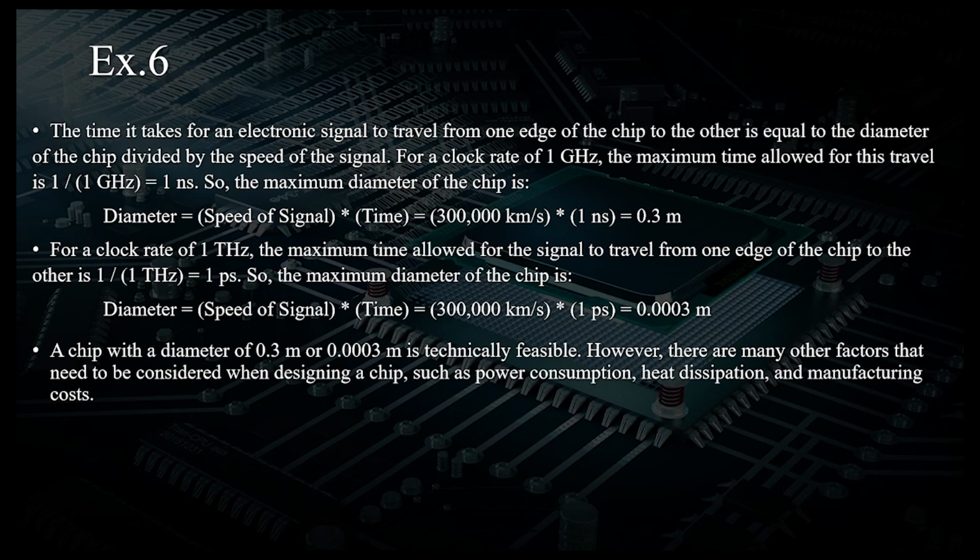0.3 meter, and following the same way, we have the result of the diameter in 1 picosecond, which is about 0.0003 meter. So a chip with a diameter of 0.3 meter or 0.0003 meter is technically feasible. However, there are many other factors that need to be considered when designing a chip, such as the power consumption, the heat dissipation, and the manufacturing costs.